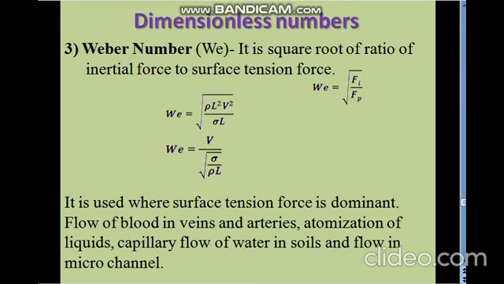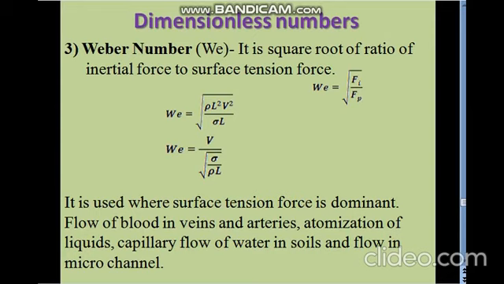Now I'll move to the third dimensionless number, the Weber number, which is denoted by We. It is the square root of the ratio of inertial force and surface tension force. So you write down rho L square V square, that is the inertial force. Then write down the surface tension force, that is sigma L. After simplifying, we get We is equal to V by square root of sigma by rho L.